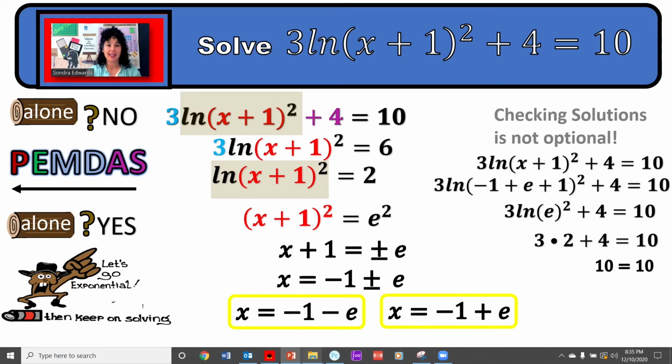So one more time, recap. We want to get the log by itself by undoing the order of operations. Then you go exponential, and then continue solving to get x by itself. You may want to pause the video and jot those steps down because having the appropriate strategy is going to be key in doing battle with these logarithms.